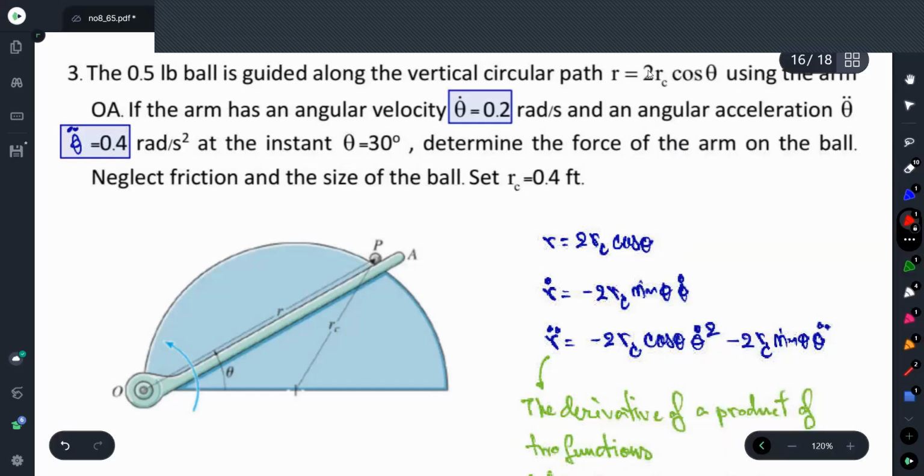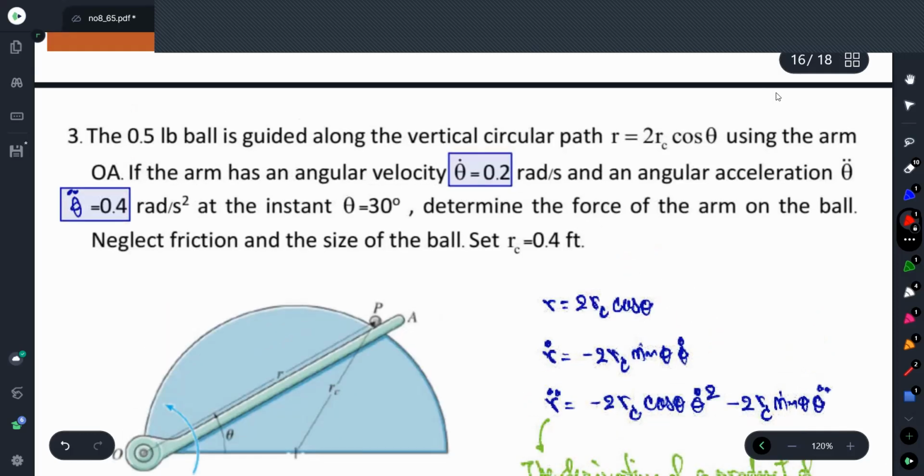For more detail on this case, we changed the numbers from the example for this assignment. Actually, you may study it by yourself from the video clip that I already gave you, but this is just a little bit in detail. We know the path equation becomes r equals 2rc cosine theta.